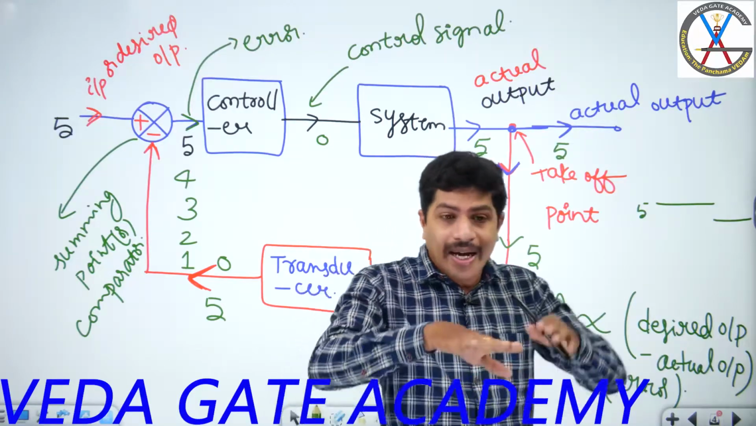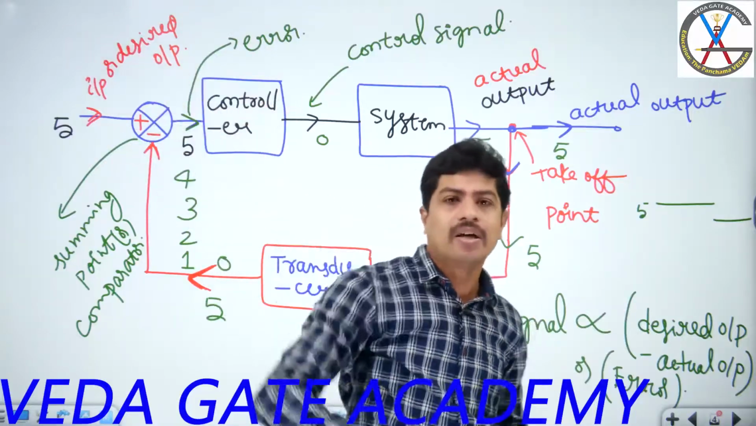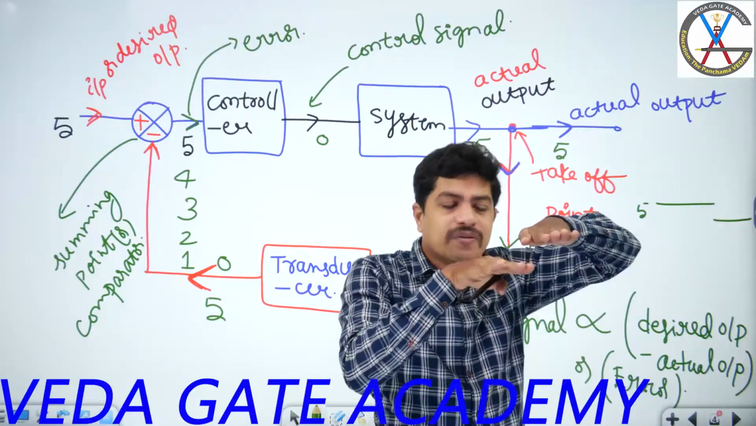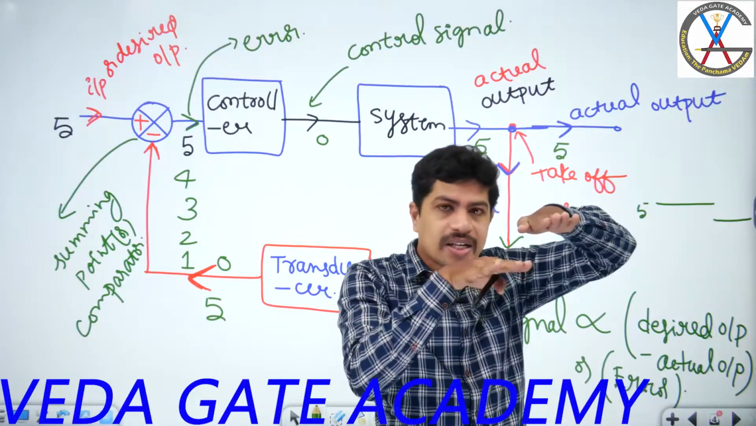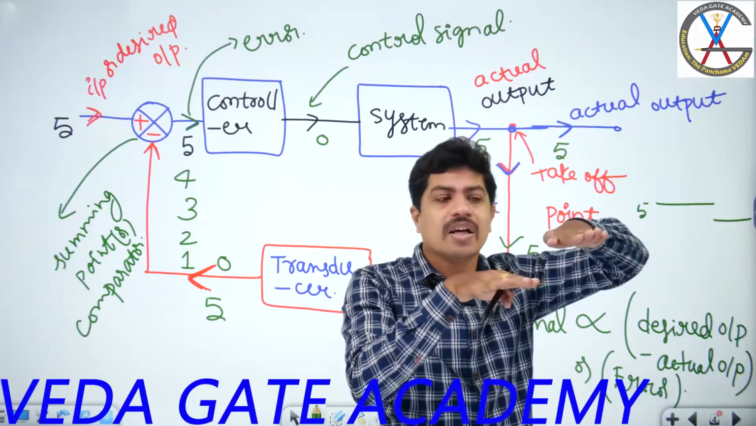Means the lift is stopped, means it reaches steady state. Steady state means final state. Means yes, you pressed 5, but there is somewhat of a small difference between the 5th floor and where it has stopped. That is called steady state error. After reaching steady state, there is some error.